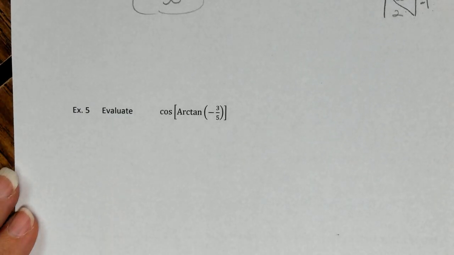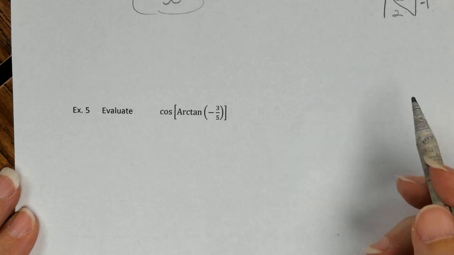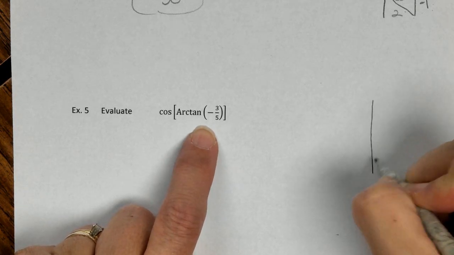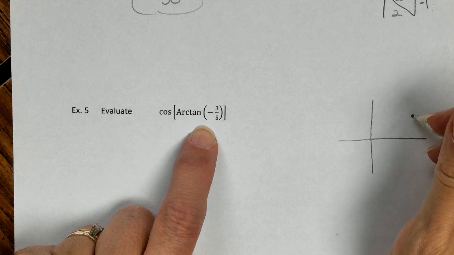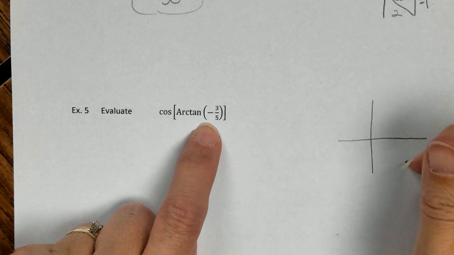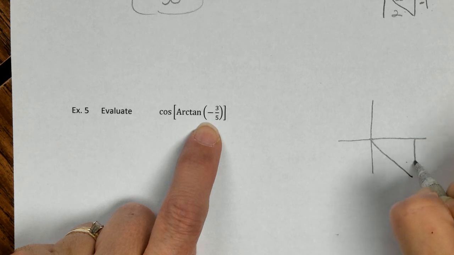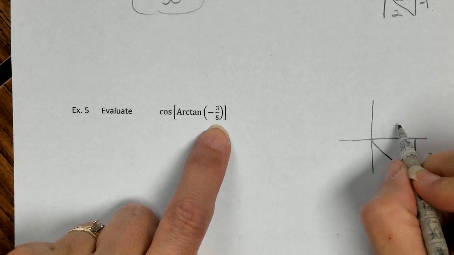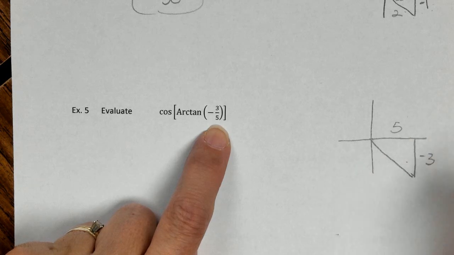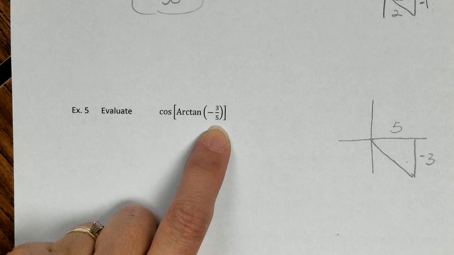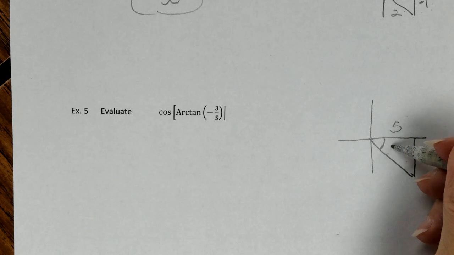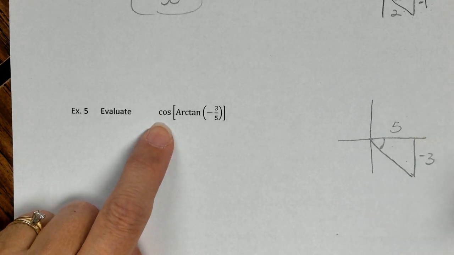Okay, example 5. Alrighty, we start with the inside. We have arctangent, and we see it's negative. Arctangent automatically says quadrants 1 or 4. Negative says quadrant 4. I make a triangle. Tangent is opposite over adjacent. So opposite is 3, adjacent is 5. That's the negative part. Okay. So we are supposed to find the cosine of whatever that angle is. I don't have to know what that angle is. I just need the cosine of it.